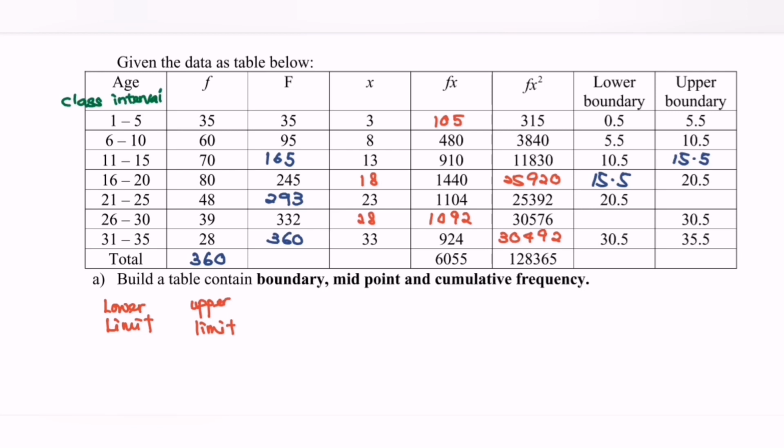Next, refer to the class interval 21 to 25. In order to find the upper boundary for that class, we make use of the upper limit of the class plus the lower limit of the next class, where we have 25 plus 26, then divide by 2. So we will have 25.5. Repeat the procedure and we will have 25.5 for the class 26 to 30.